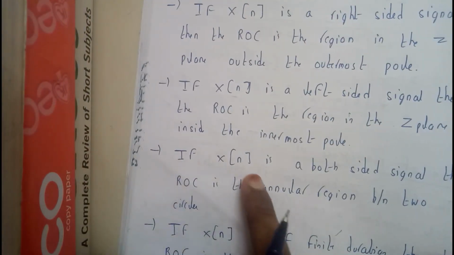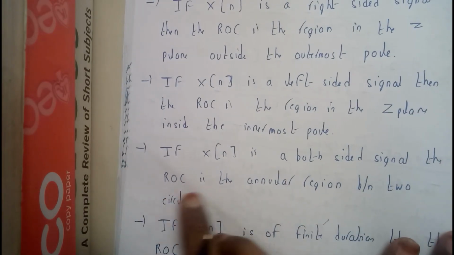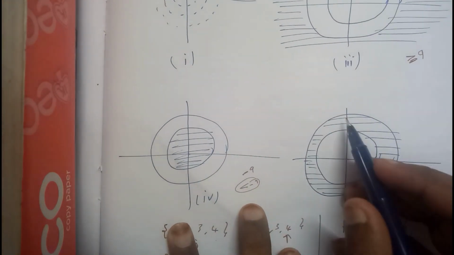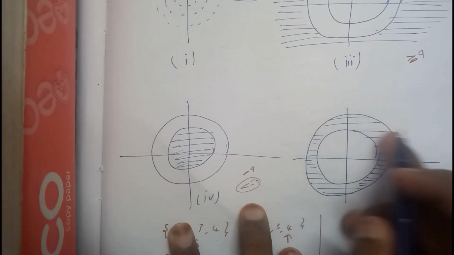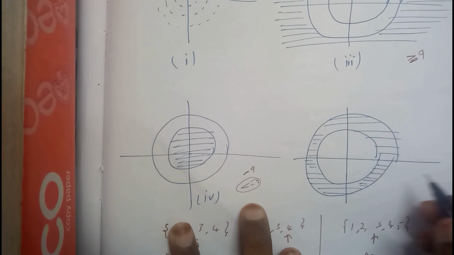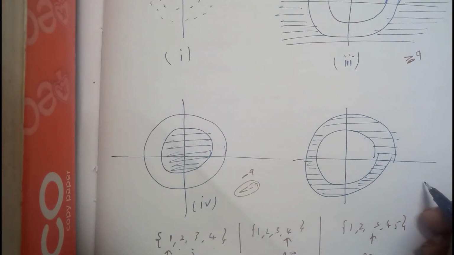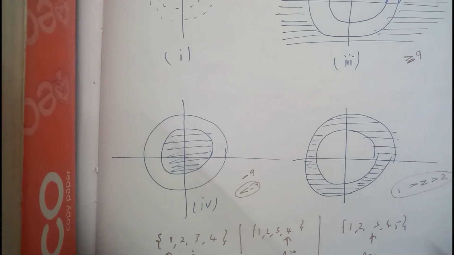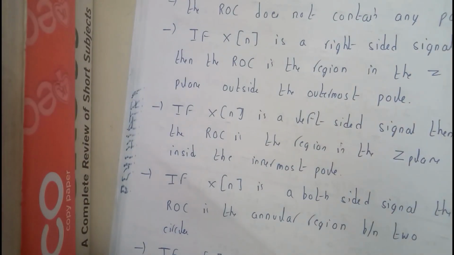Similarly, if x of n is a both-sided signal, the ROC is in between the two poles, that is, in between two circles. Here these two are the main circles, and in between them the ROC exists. If we assume Z as the ROC, it will be greater than or equal to 2, something like this, in between 2. Okay guys, now I hope everyone got a small idea on this.